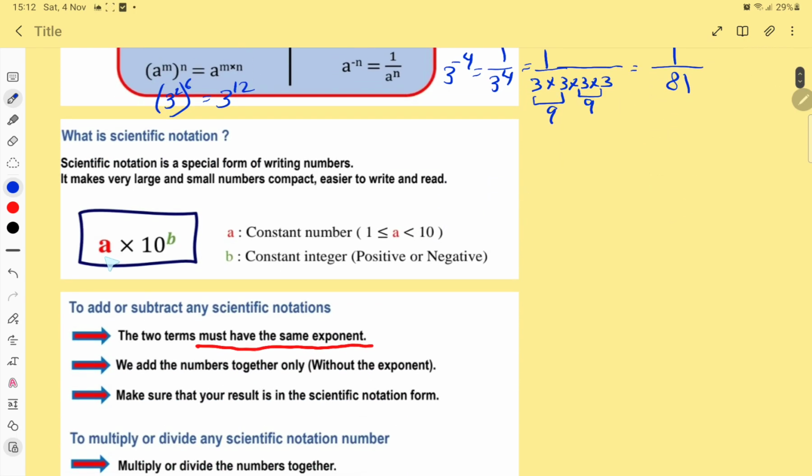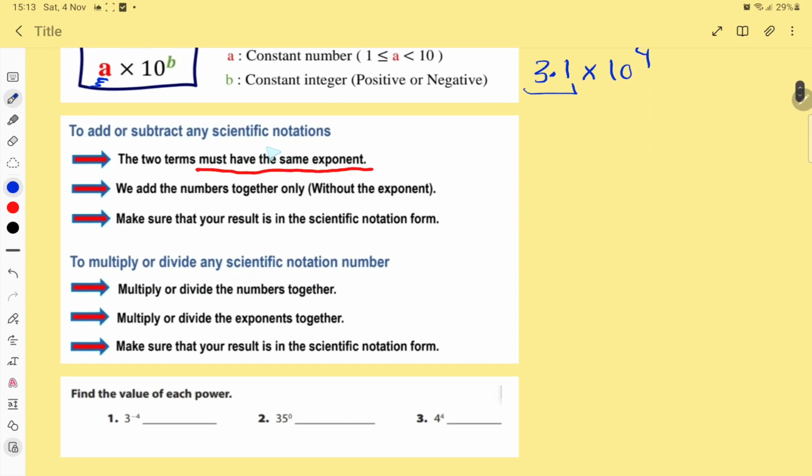Scientific notation. Number multiplied by a number power something. This can be positive or negative. But the A, it must be 1 or greater, and it must be less than 10. So it can be equal to 1, but it must be less than 10. For example, 3.1 times 10 power negative 4. This number is greater than 1, and it's also less than 10, times 10 power 4 or negative 4, for whatever the number is.